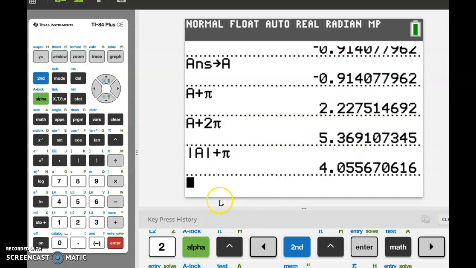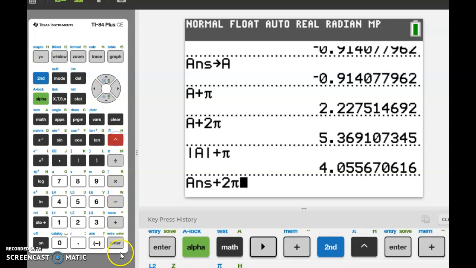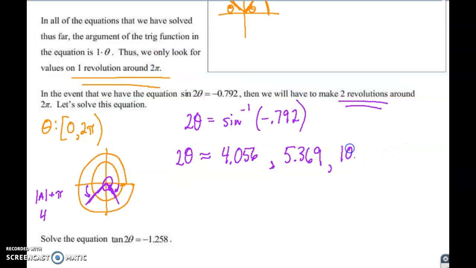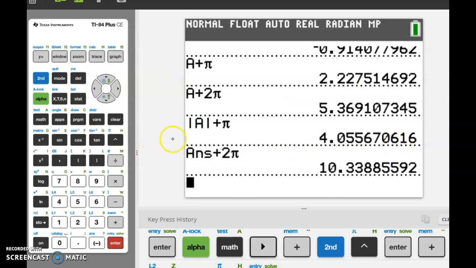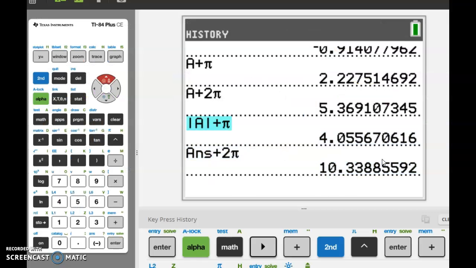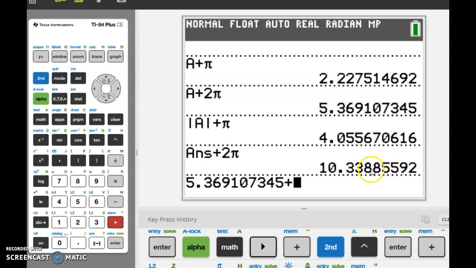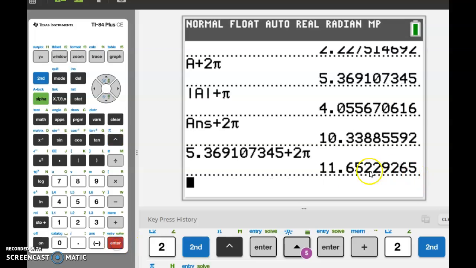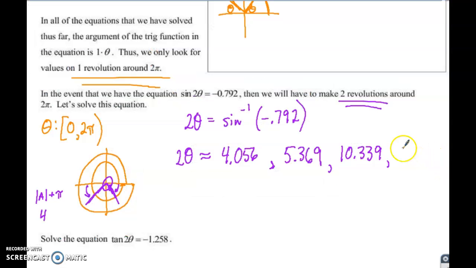But then I also want to do a second revolution, so I can add 2 pi to that value. If I add 2 pi to that value, you get 10.339. And I also want to add 2 pi to the 5.369 that I got earlier, this value, and add 2 pi to it. And you get 11.652.